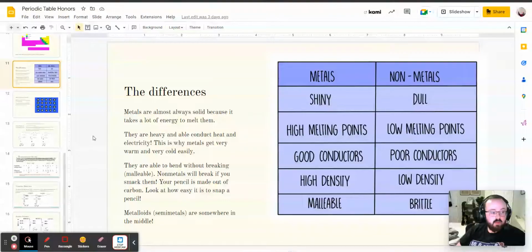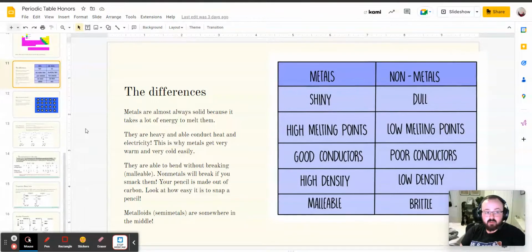Some of the differences between metals and nonmetals: metals are shiny. They look shiny. Most of them are gray. Nonmetals are dull. You think of a pencil. A pencil is very dull. Its tip is not shiny. That's carbon, a nonmetal. Whereas with metals, you think of copper, gold. Those are shiny things.